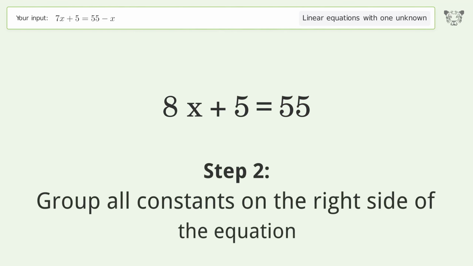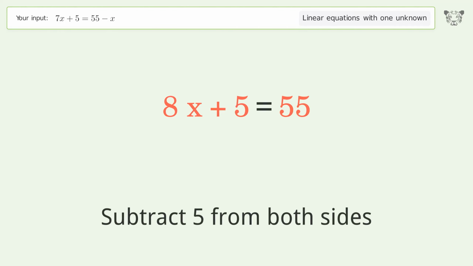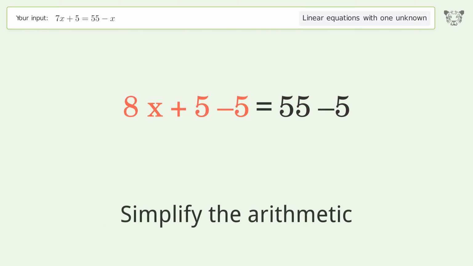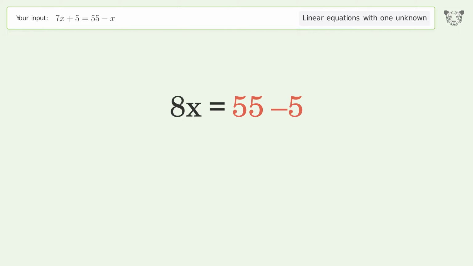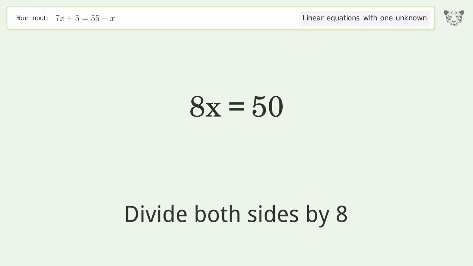Group all constants on the right side of the equation. Subtract 5 from both sides. Simplify the arithmetic. Isolate the x. Divide both sides by 8.